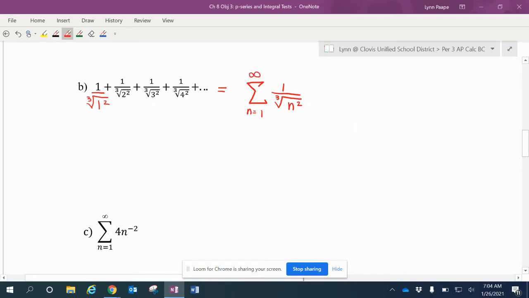So then all I did was take that rewritten or expanded form into summation notation. And so from there, I want to go ahead and rewrite it so I can recognize it as that P series.